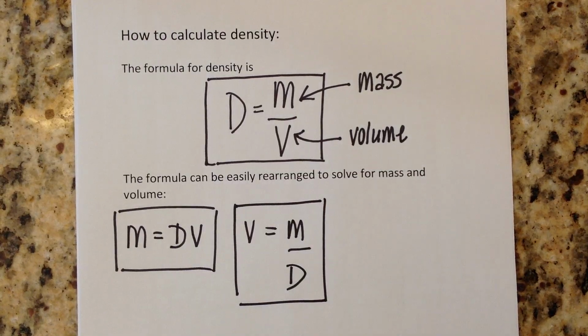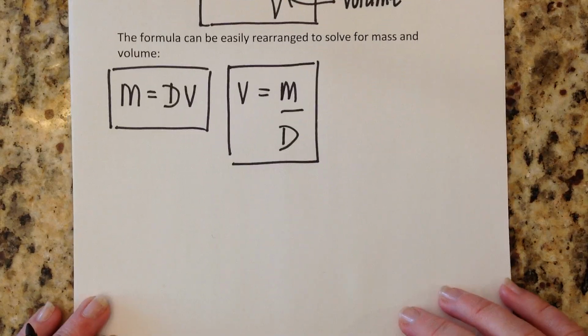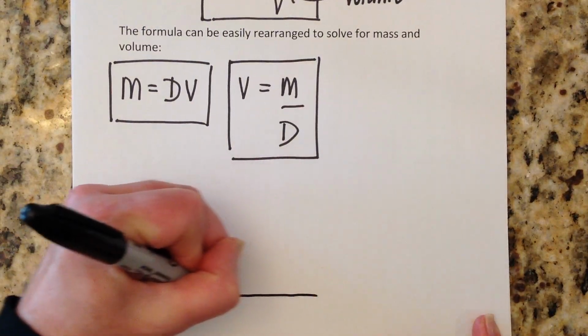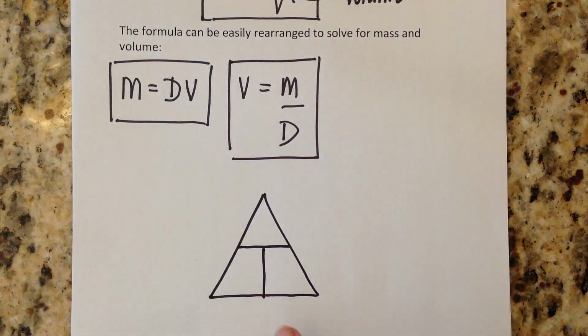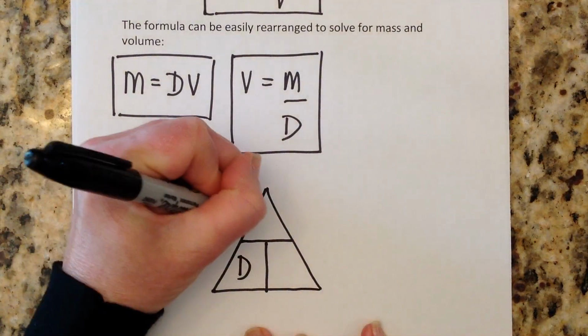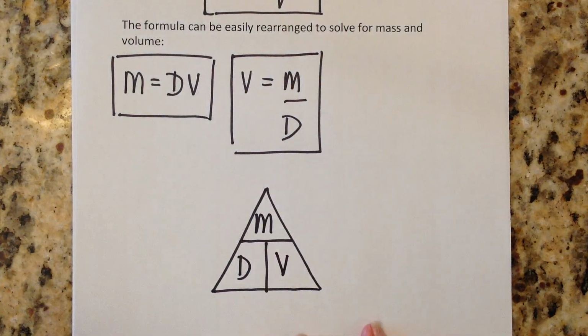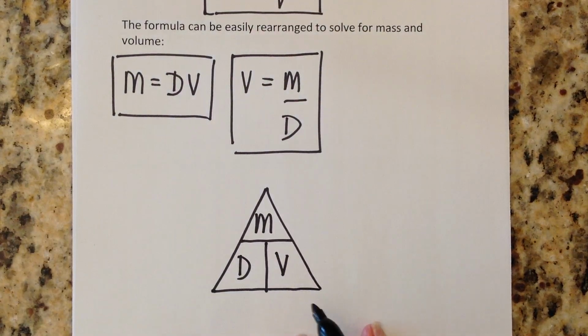Now, one last thing I'm going to add. If math is not your cup of tea and this rearranging is just not your thing, there's also a little density triangle that I often give my students that helps them. Personally, I think it's more work to remember this than rearrange the formula, but everybody thinks differently, so you use what works for you. Density equals mass over volume. Density is mass over volume. Mass is density times volume, and volume is mass over density. So if that's something that helps you, by all means use it.